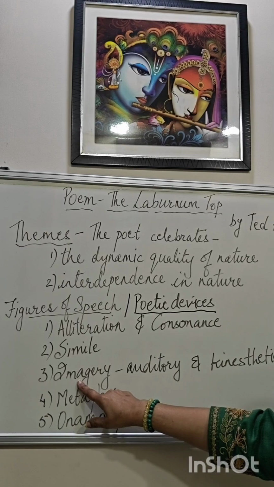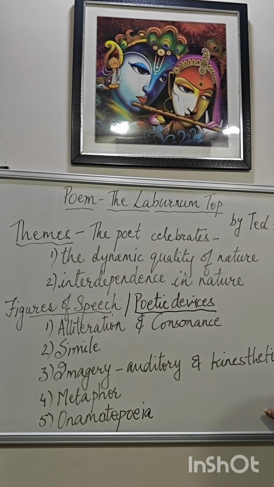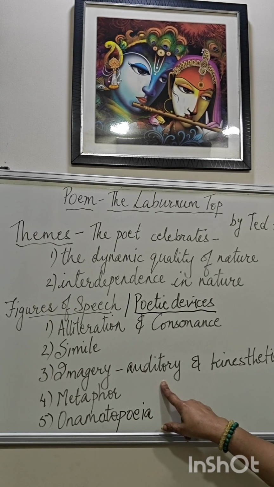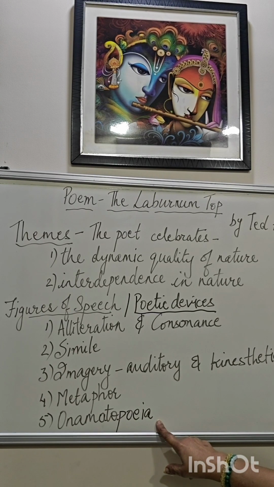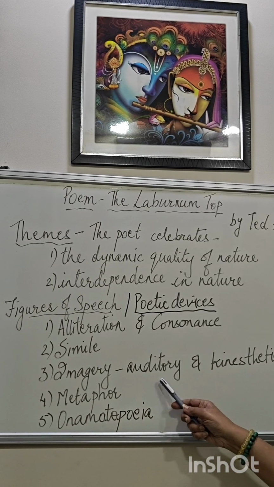The next poetic device is, of course, imagery. The poem is so rich in imagery, and we can see both auditory and kinesthetic imagery. Auditory imagery refers to the sound words, which also brings me to this poetic device, which is onomatopoeia. Onomatopoeia is a device which poets and writers use to recreate the exact sound which is found in nature among birds and animals.